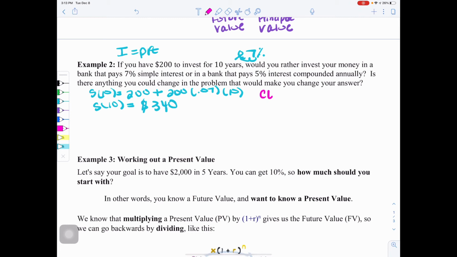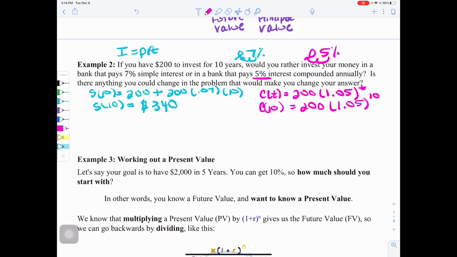Now, on the contrary, let's look at compounded annually. So I'll do C of T, and I'll write the generic formula first. So I have 200 as my principal amount. Now remember, 1 plus the rate. So 1 plus the rate for our compounded annually is 5%. So 5%, move the decimal 2 to the left, would be 0.05. So 1.05 would be our common ratio, and then we would have that t. So we're going to find c of 10. I'm going to replace the t with 10.